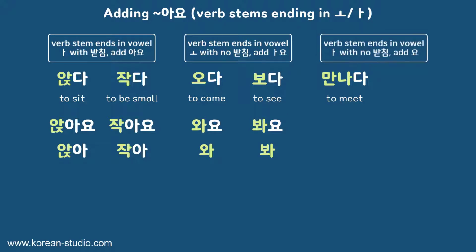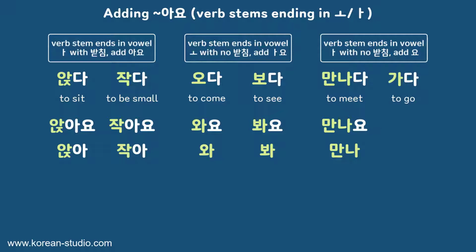Okay, so the last pattern is when the verb stem ends in the vowel a with no 받침. In this case, as the verb stem ends in the vowel a, we simply add 요 to make the verb into its polite form. So for this verb 만나다, the verb stem has two syllables, so we focus on the final syllable, and it ends in 나. So to make it into polite form, we just add 요, and it becomes 만나요. The casual form is 만나.